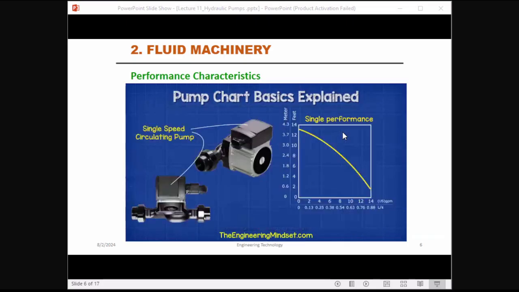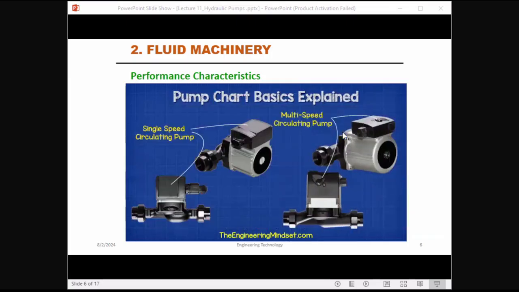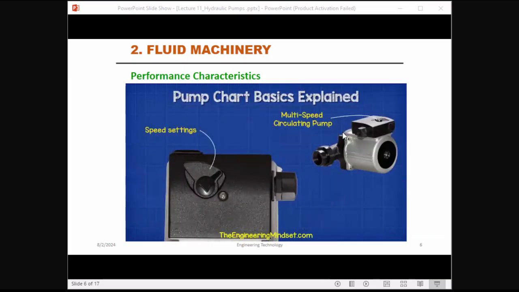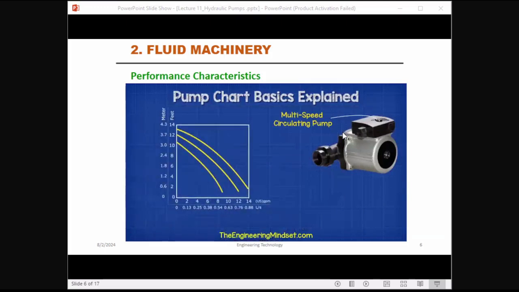Multi-speed pumps. Some pumps, such as this one, operate at a fixed speed and therefore have a fixed performance curve. But we can also get multi-speed versions which have the ability to switch between speed settings. Typically, these come with 3 different speeds: low, medium and high. These pumps will therefore have a chart with 3 different profiles plotted on them. We can operate the pump at any of these curves, but not between them.